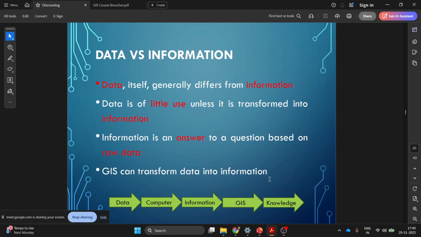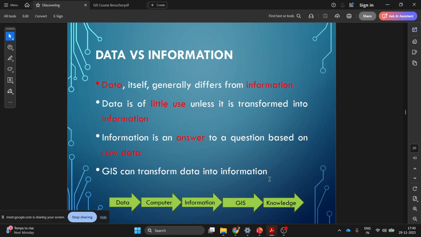So I was referring from the beginning to data and information. So what is data and what is information? Data generally differs from information. There is a vast difference. Data is of little use unless it is transformed into information. As I was telling, if the car color is red, if the car color is blue, that is just data. But when I use a query language to ask how many cars are there with red color or how many cars are there in green color, that is called information.